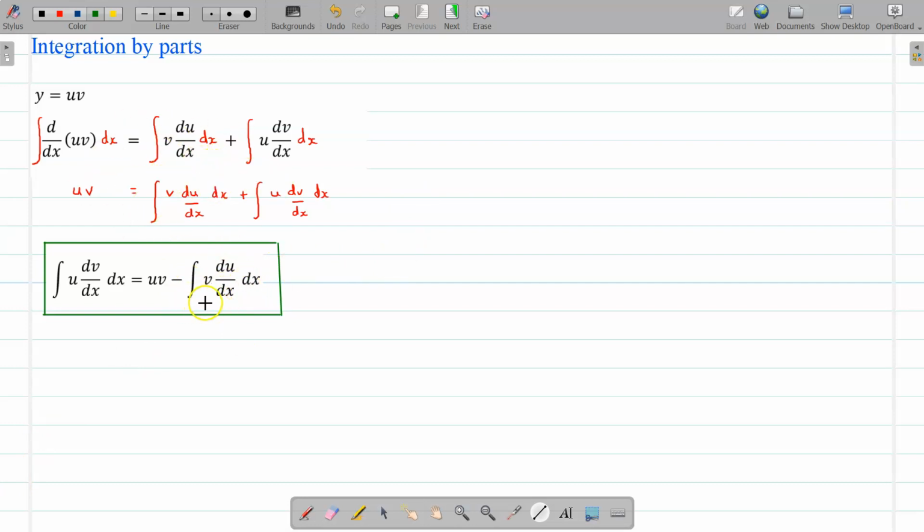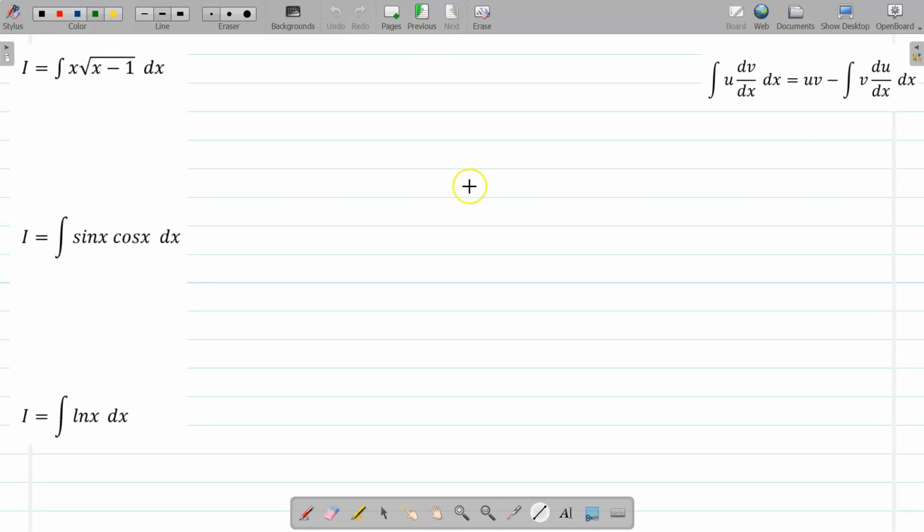So how does it work in practice? Well, on the next screen we've got some examples of how it works. So I'll move over, and I've copied that formula again so you'll be able to see it. Okay, so there's our formula up in the corner for integration by parts. We'll be using that, and we'll be solving these three integrations. So in the first one, we have the product of x times the root of x minus 1.